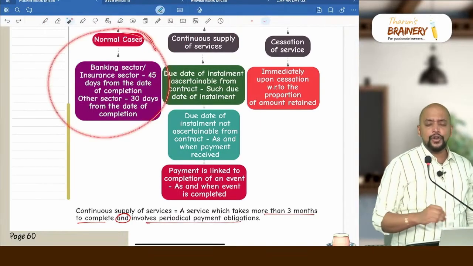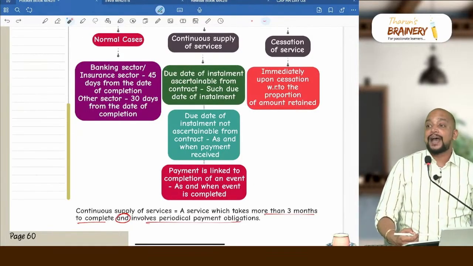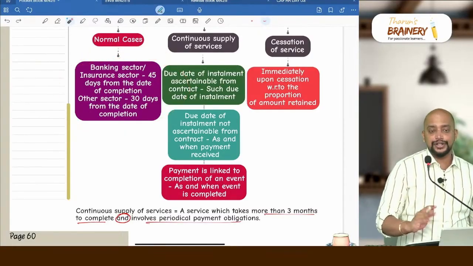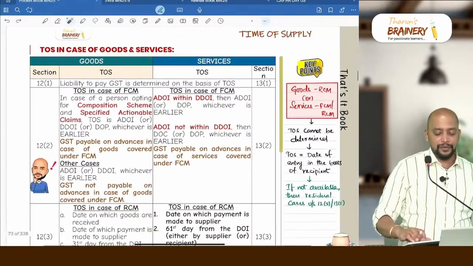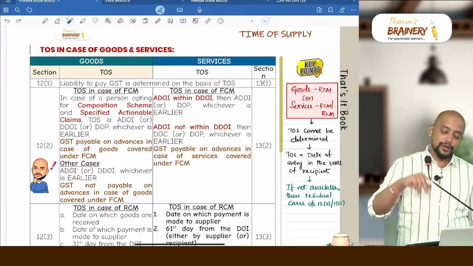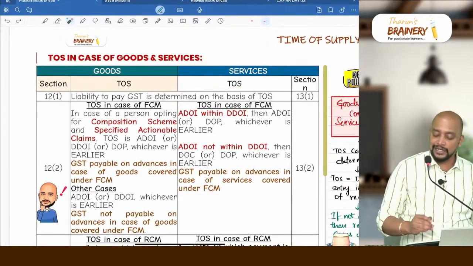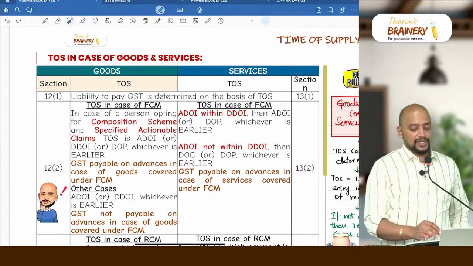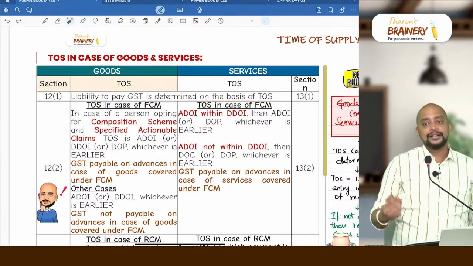Whereas in normal cases, that is banking services, 45 days from the date of completion, and for banking or insurance, other cases 30 days from the date of completion, that is the time limit for issuance of invoice. So this is the due date of invoice. What is the need of the due date of invoice? The due date of invoice is relevant for the purpose of determining the time of supply, because for services we have time of supply under section 13, whereas for goods we have time of supply under section 12. Both 12 subsection 1 and 13 subsection 1 say that the liability to pay GST is determined based on the time of supply.